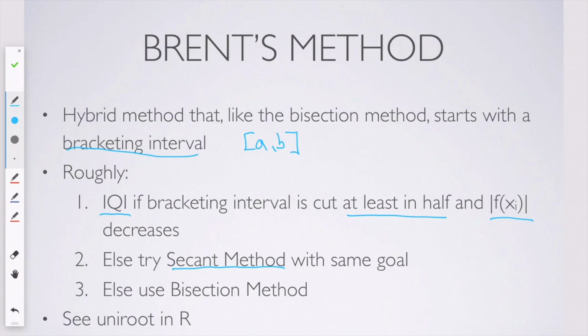So you would do a secant method step. You would check, does that cut my bracketing interval in half, and does my guess for the root get closer to 0? And if it does, you would then accept that as your next guess for the root. But if it didn't, then you would just go ahead and use the bisection method. And after you accepted a step of the bisection method, you'd repeat, right? So you'd go back up to step 1 here and first try IQI. If you reject that, you'd use secant method, and if you reject that, you'd use bisection again.